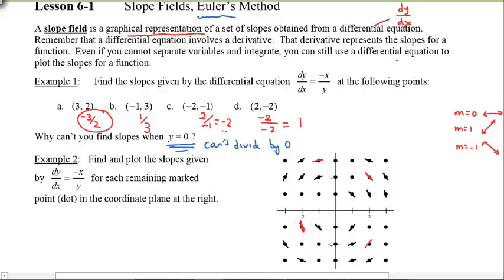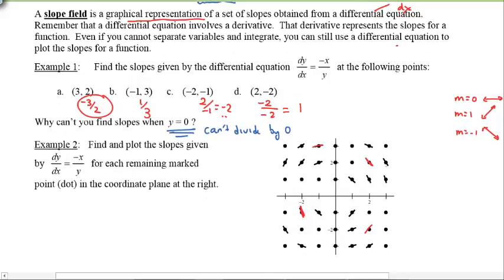In example number 2, I'm asking you to plot the slopes for all these marked points on the coordinate plane. You see how these dots are here and they don't have those little dashes? Those dashes are the representations of the slopes. For the ones that are missing, I'd like you to go ahead and plot the slope field, or these little dashes. Once again, all you need to do is take that coordinate and plug it into our differential equation. Go ahead and do that, and when you're done, come back and check your work with me.